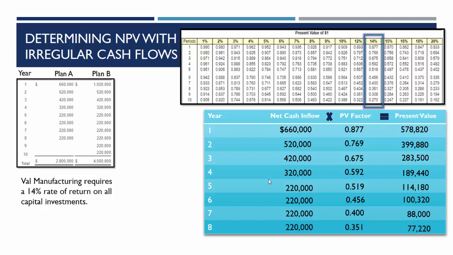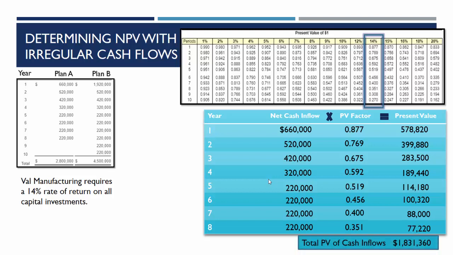We don't have to worry about a residual at the end of this because there was no residual value to take into consideration, so we can just multiply each year's net cash inflow by that respective present value factor, which is once again the intersection of the number of years in the future until you get that cash inflow and your required rate of return.